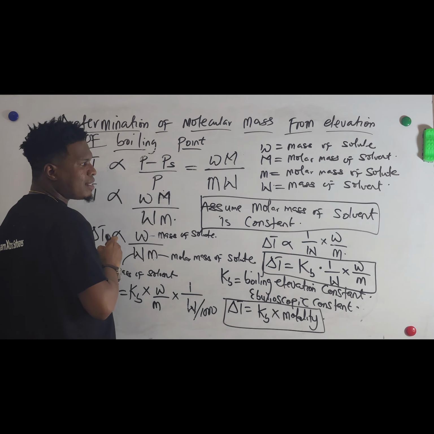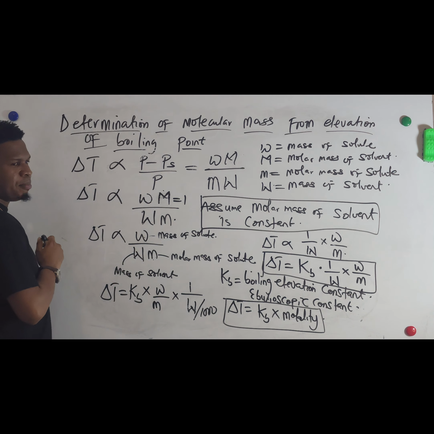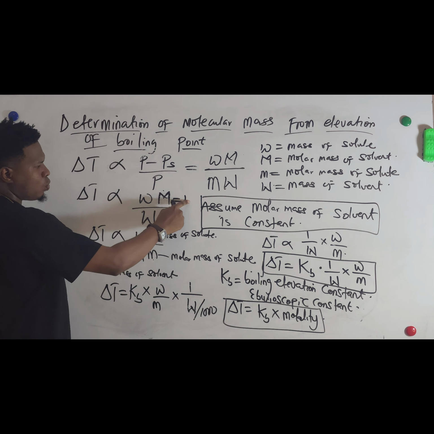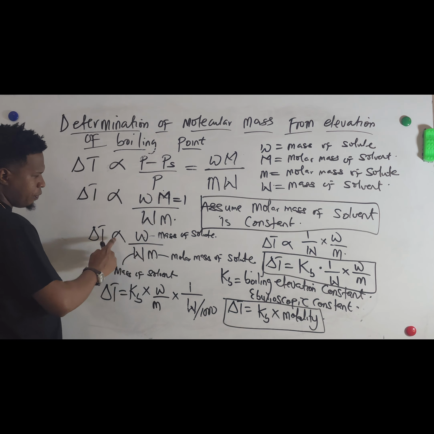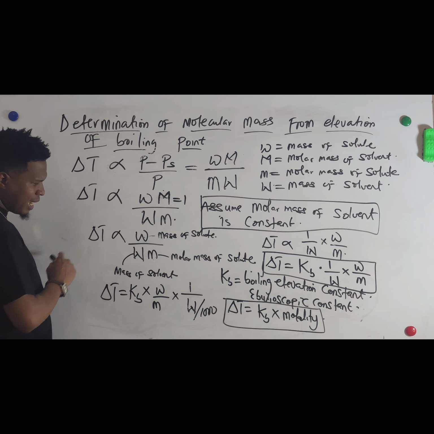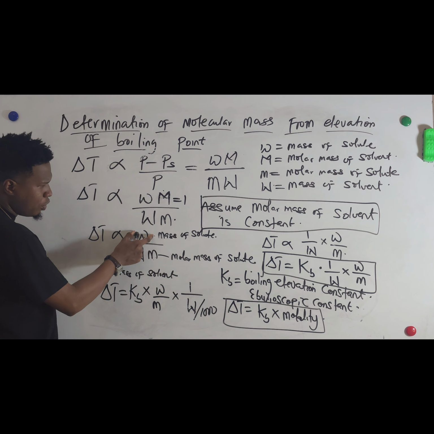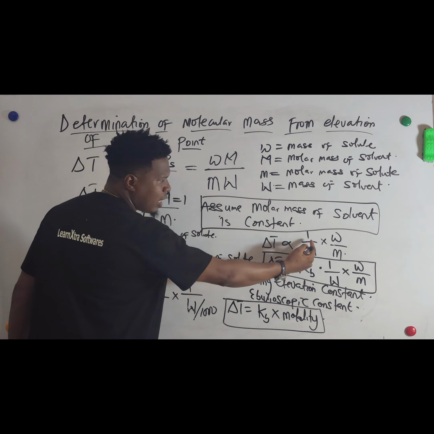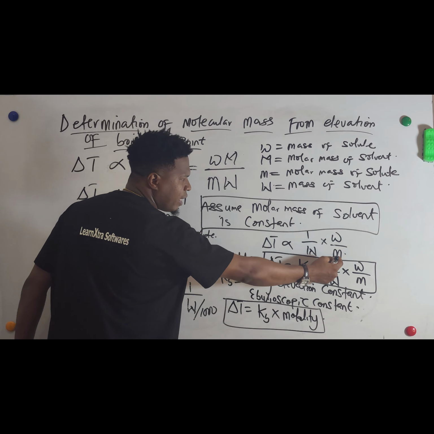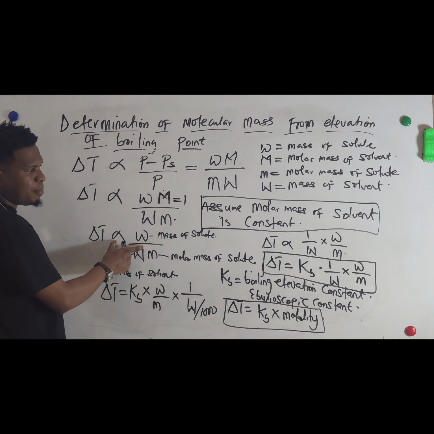If the molar mass is constant, we take this as 1. Capital M becomes 1. So this times 1 is W. Capital W is still here. This is still here. Okay? Proportional to. So if we remove this sign, now what you are seeing here is W over capital W times small m. I separated this equation to have 1 over W times W over m, which is the same thing as this thing you are seeing here. Okay? I separated it for a reason.